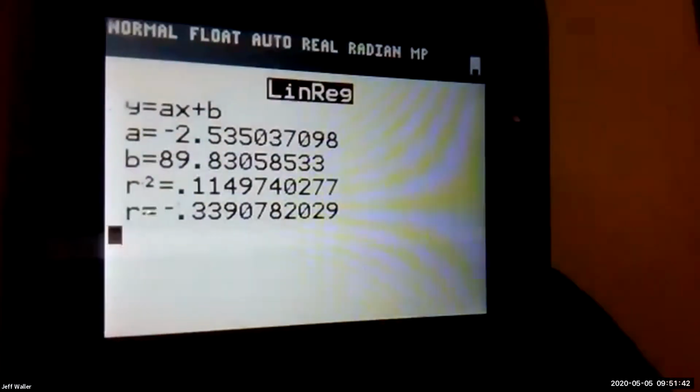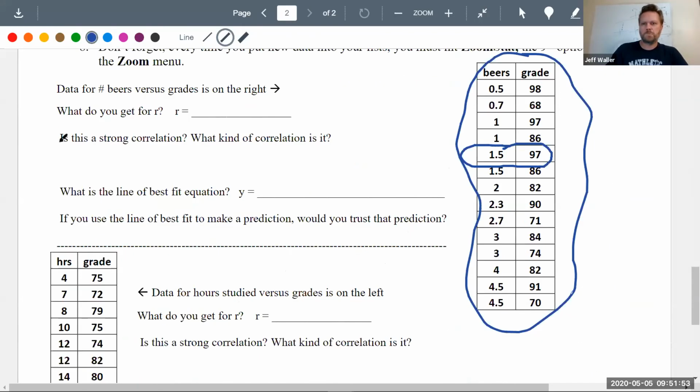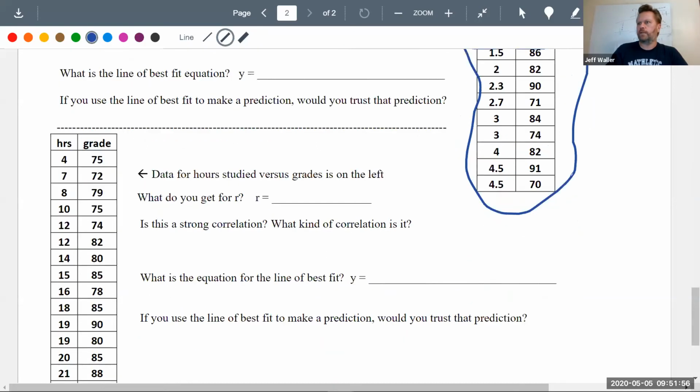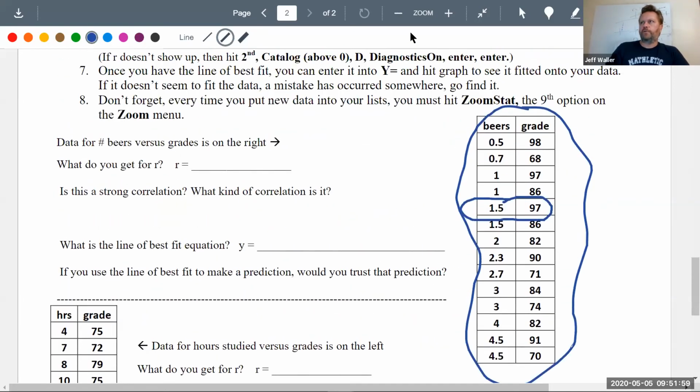So let's write some of this stuff down. I'm going to switch back to the sheet real quick. I don't have much time left. Let's go down here. Bring you back. Here we go. So right here, what do we get for R? Why does the R make sense? Remember, it was a negative trend, but it was really not strong, right? So it's going to be very far away from -1. So the -0.339 makes sense. It's closer to 0.